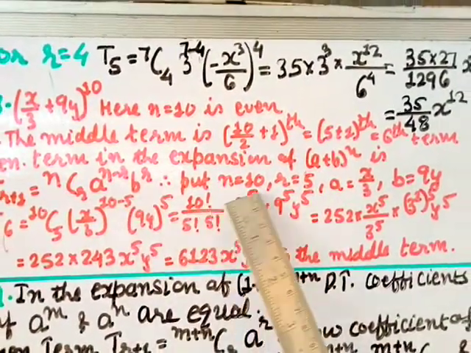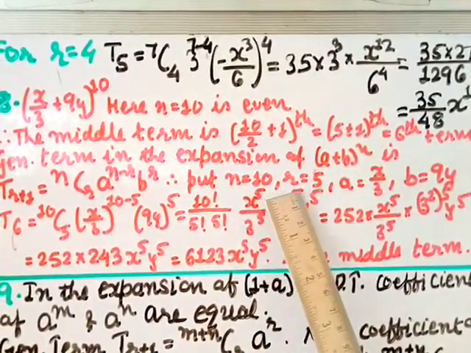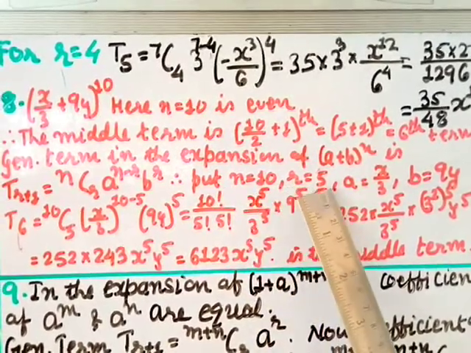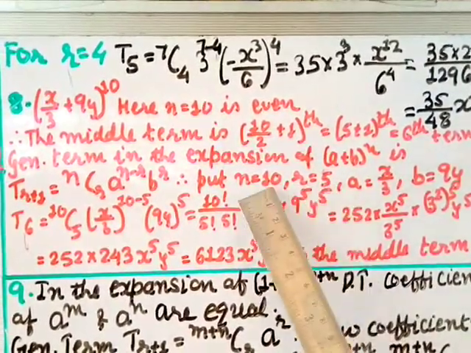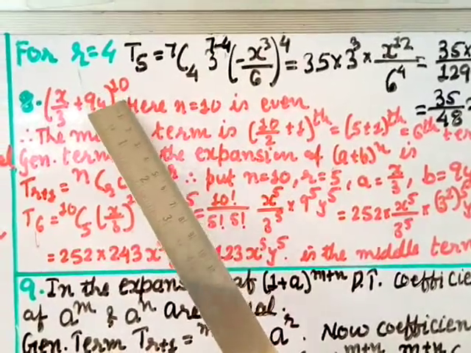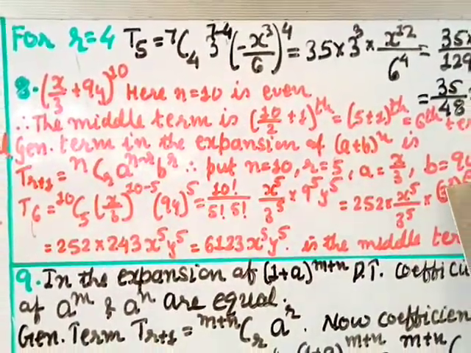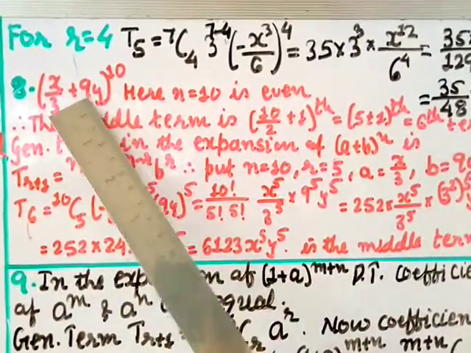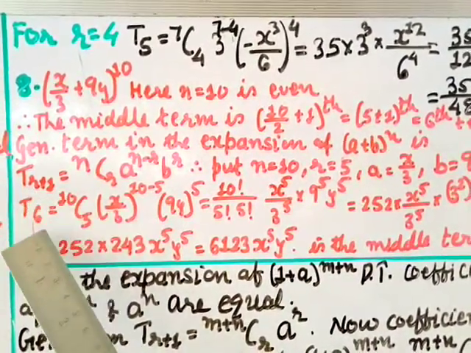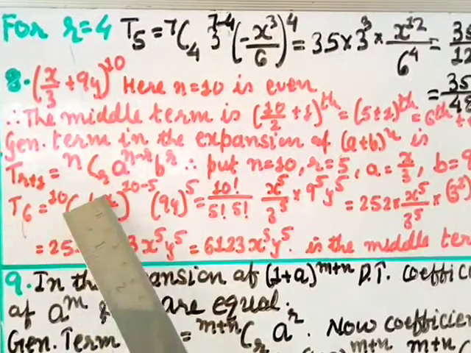Putting n equal to 10, r equal to 5, because it is the 6th term, so the r value is 5 and the n value is 10 because the power is 10. The a value is x by 3, and the b value is 9y. So let us put here, 5 plus 1 is 6, equal to 10C5, (x/3) power 10 minus 5, (9y)^5.